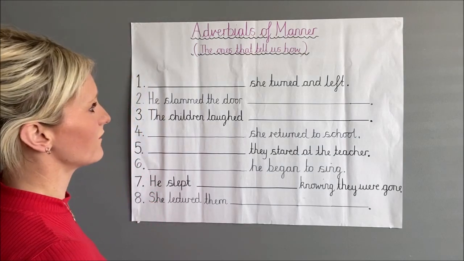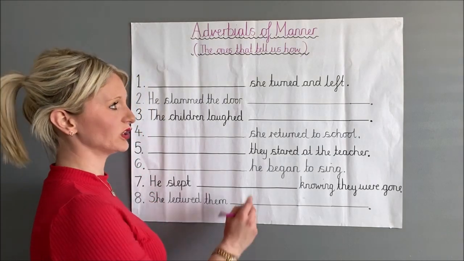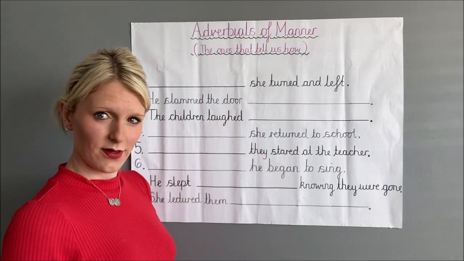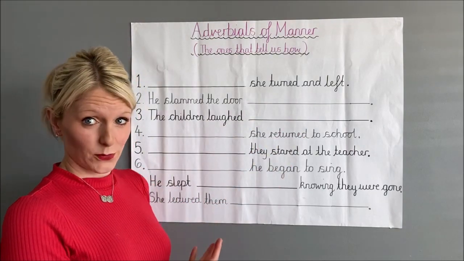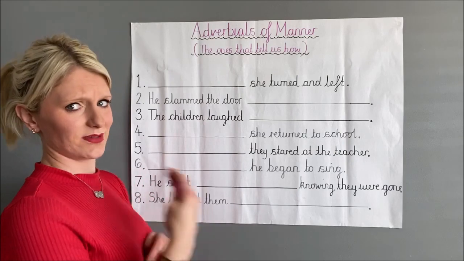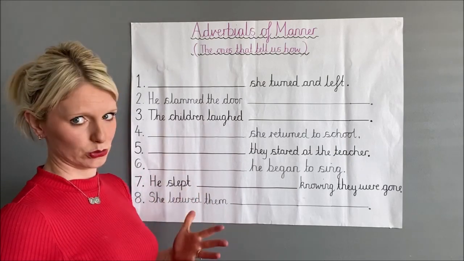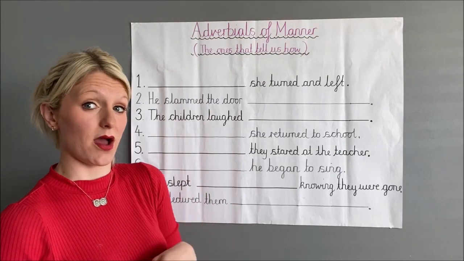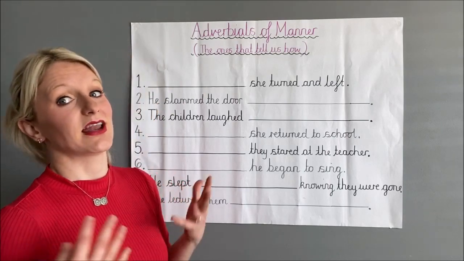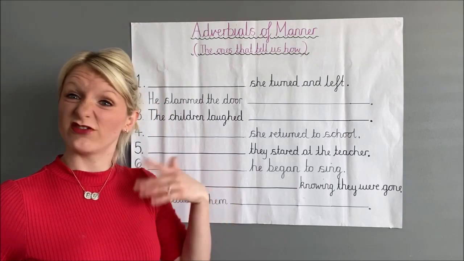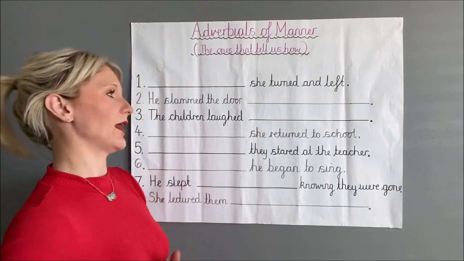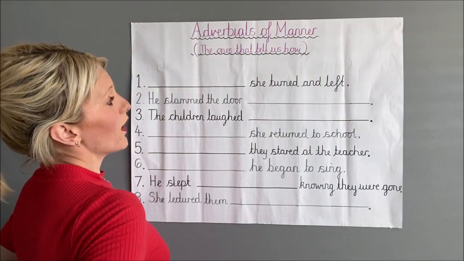Okay, so let's look at the first sentence that we're starting with. It said, she turned and left. Okay, now perfectly acceptable as a sentence on its own, but I want to give a little bit more information about how she turned and left, because she might be feeling sad, she might be feeling cross, she might be feeling really happy and satisfied about something. Okay, so she turned and left.